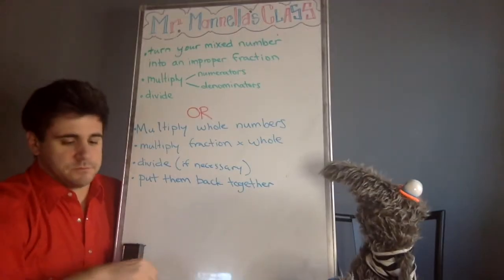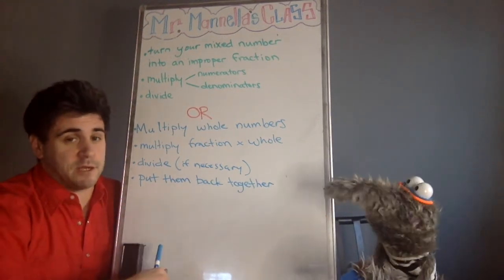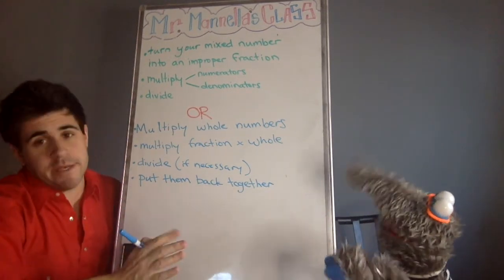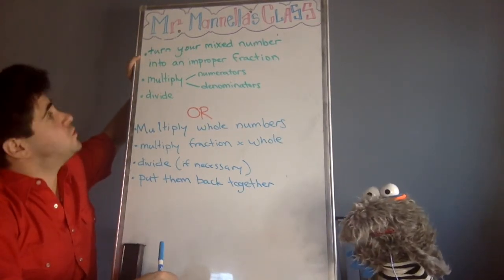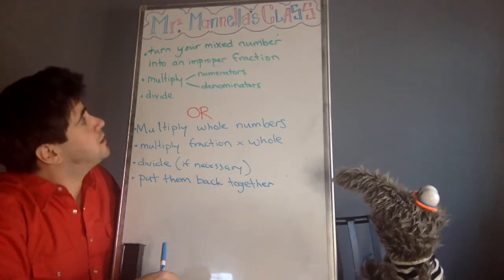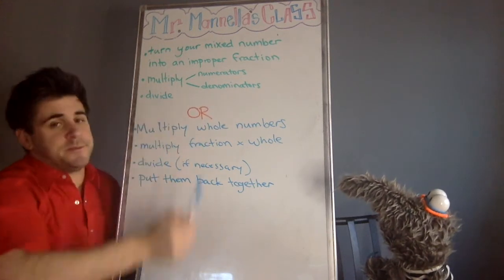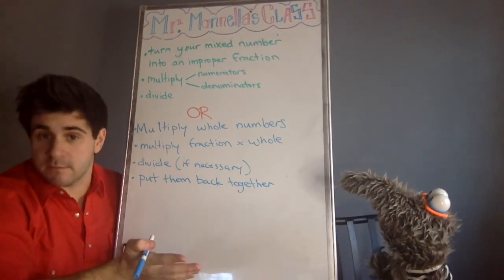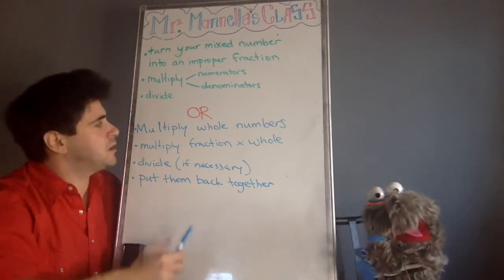Okay, so, to recap. Remember, there's two different ways to do this. There's a lot written on the board right now, but I'll go through it, okay? First way we did it: turn your mixed number into an improper fraction. Then you multiply the numerators and the denominators. Then you divide. Get your answer as a new mixed number.